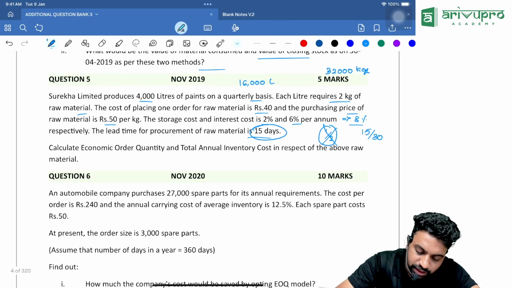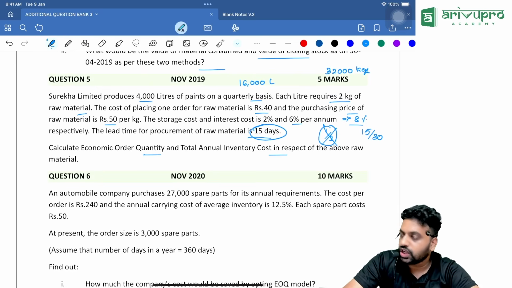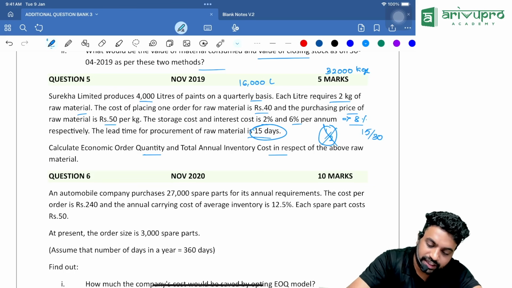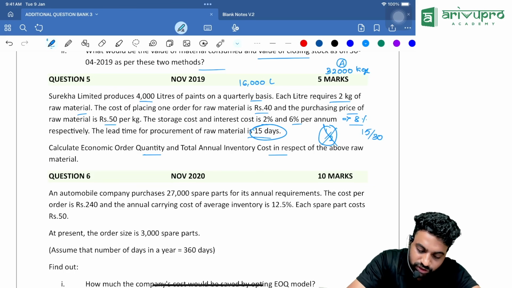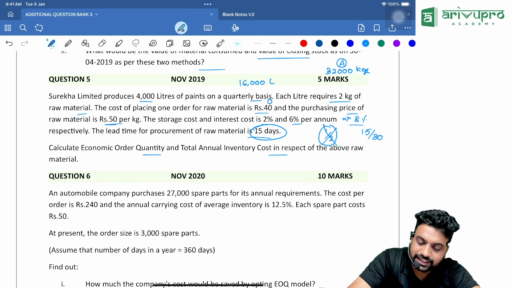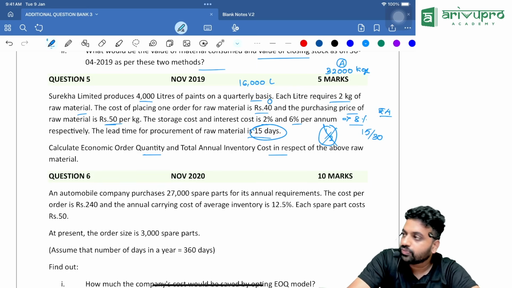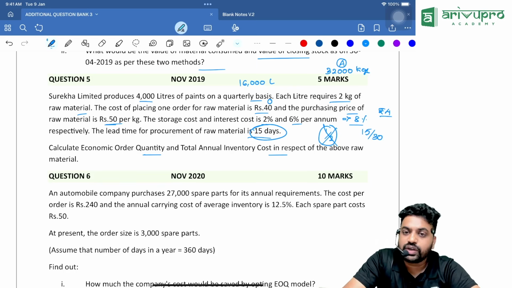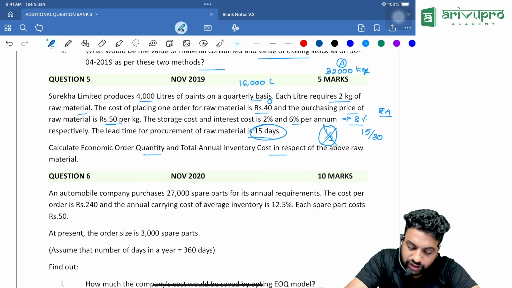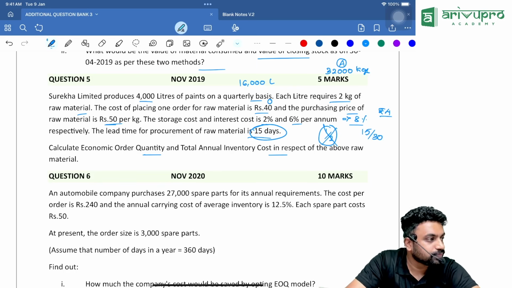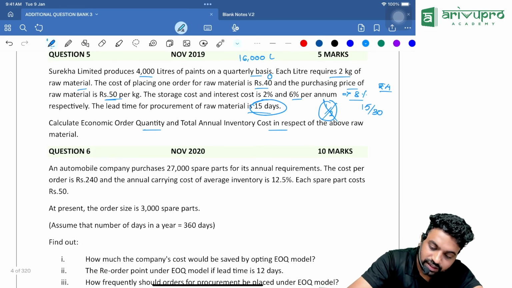Okay. They are asking you to compute the EOQ. Also, they are asking you to compute the total inventory cost. So for EOQ, guys, you know that A is equal to 32,000 kgs, O is equal to 40 rupees, and C is equal to 50 into 8%, rupees 4. So using that, you are going to find out the EOQ. Square root of 2 into 32,000 into 40 divided by rupees 4. 800 kgs. My EOQ is 800 kgs.